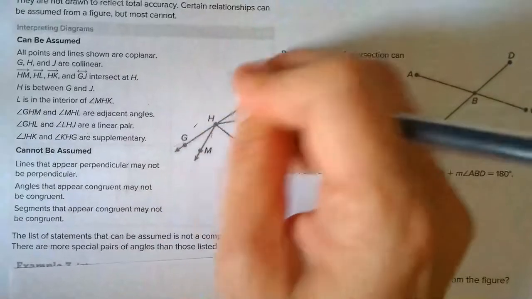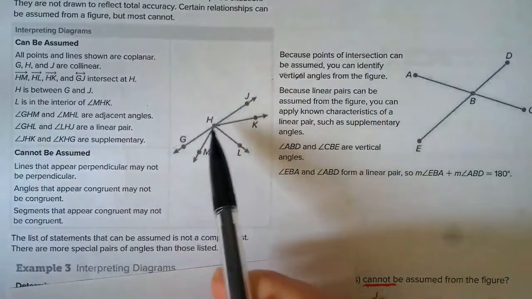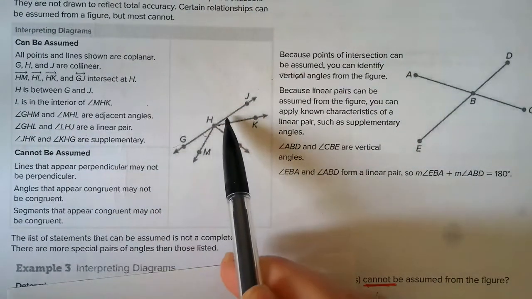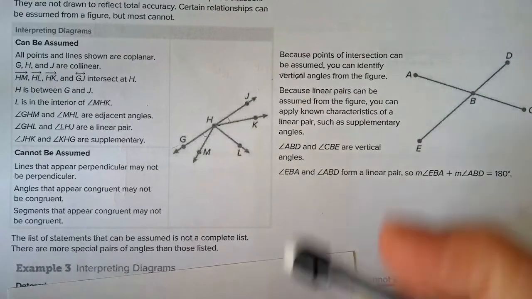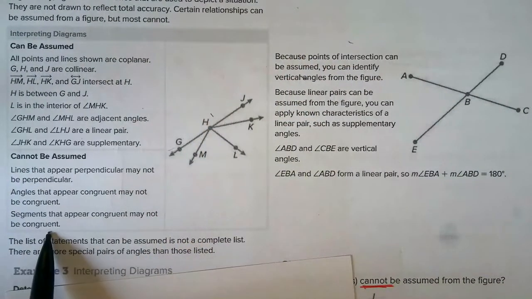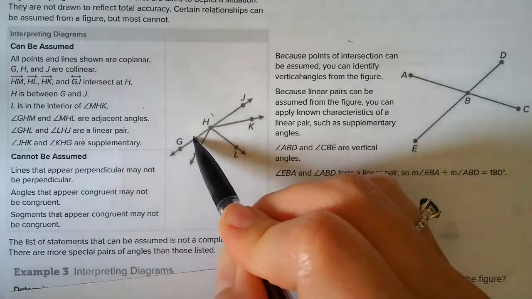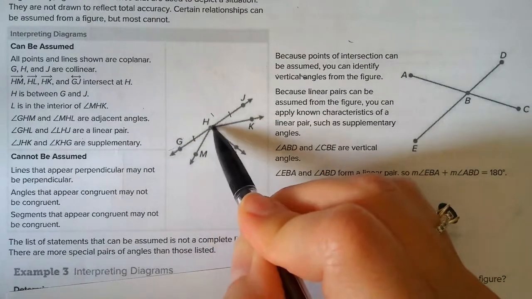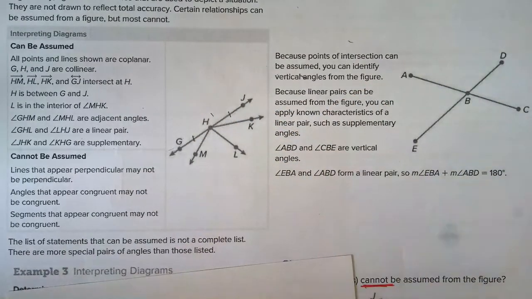For example, it might look like these two are congruent, but without them putting in those arcs, I do not know that. And then last, segments that appear congruent may not be congruent. So it might look like H is the midpoint where these two would be congruent, but without those tick marks, I do not know that.